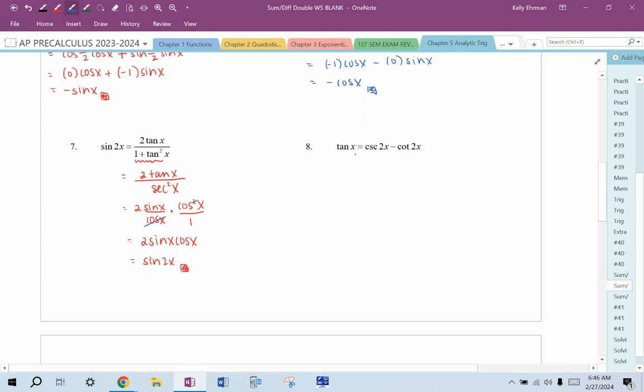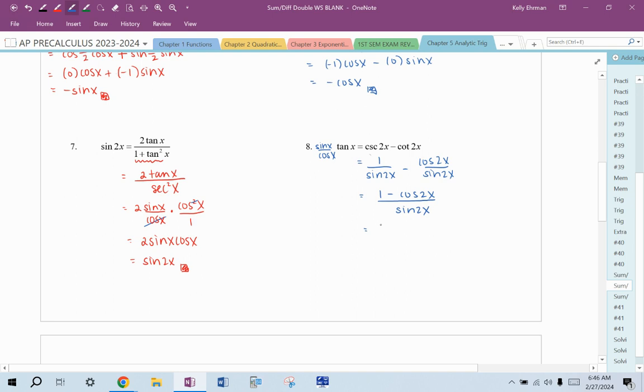All right, for tangent x, we definitely need to start on the right side here. So again, I'll just remind myself, tangent x is sine x over cosine x. I'm trying to get there at some point. Now, we don't have formulas for double angles for cosecant or cotangent, so let's rewrite these in terms of sine and cosine. 1 over sine of 2x minus cosine of 2x over sine of 2x. We do already have a common denominator, so 1 minus cosine of 2x over sine of 2x.